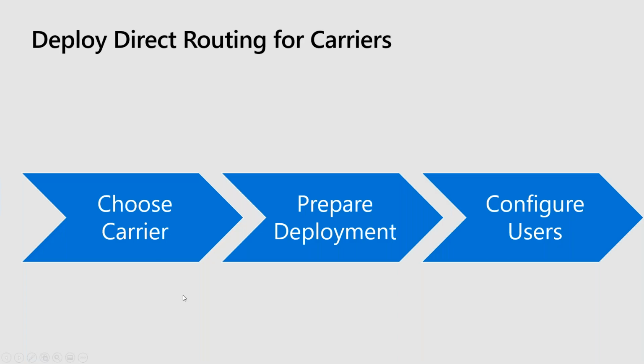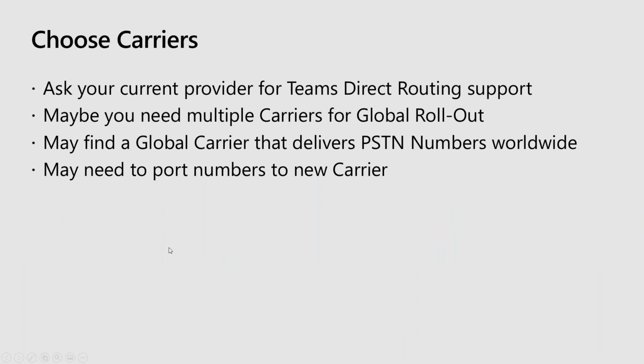So how it actually works, if you want to do direct routing for carriers, is you have to choose your carrier, prepare deployment, configure users. So choose your carrier. Of course, you will have to determine whether your existing carrier can support this model or not. But maybe you need multiple carriers based on where your locations are, and whether all of those carriers are available in those countries. So potentially you need to port numbers to a new carrier if your carrier does not support it. But anyway, this is the first step.